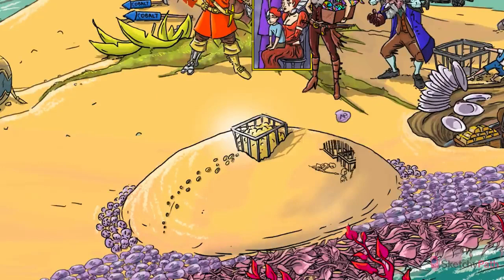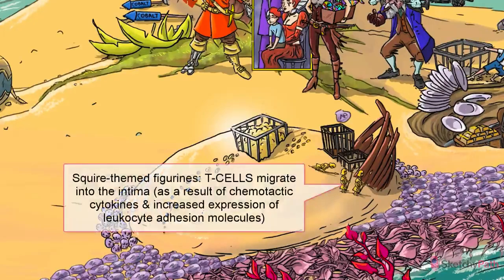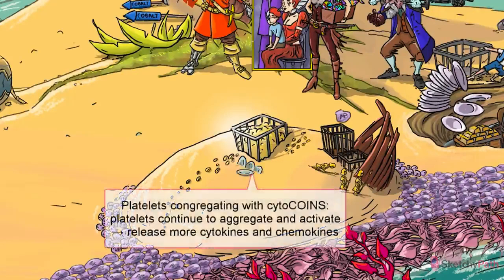Enticing, right? With all of these chemotactic cytokines floating around, along with an increased expression of leukocyte adhesion molecules, T cells get recruited into the intima as well. And in this scene, they're represented by these prized Squire-themed gold figurines. T cells release even more cytokines and chemokines into the area. So we've added some more coins to the pile. And don't forget about those platelets. After latching onto exposed subendothelial structures, platelets are getting activated left and right, releasing their own set of cytokines and chemokines into the local milieu.